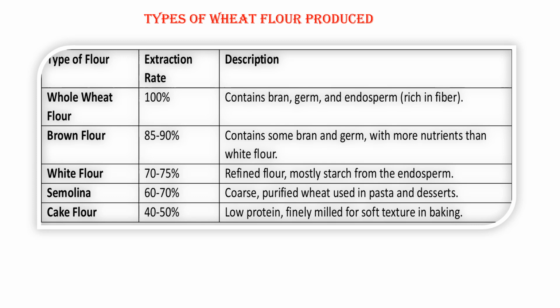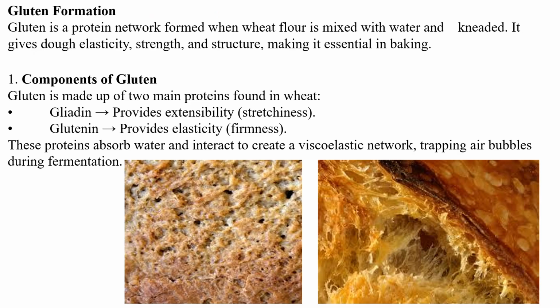So the key points are: high extraction rates mean more fiber and nutrients, and low extraction rates give a finer texture but fewer nutrients. They vary based on baking needs and textural requirements. Finally, bran is mainly used for various products like animal feed, fiber supplements, and breakfast cereal. The germ which has been extracted is used for extraction of wheat germ oil, which is very rich in vitamin E and essential fatty acids, and middlings are used in cereals and animal feed.